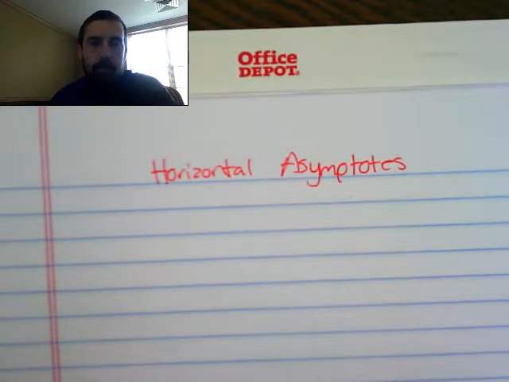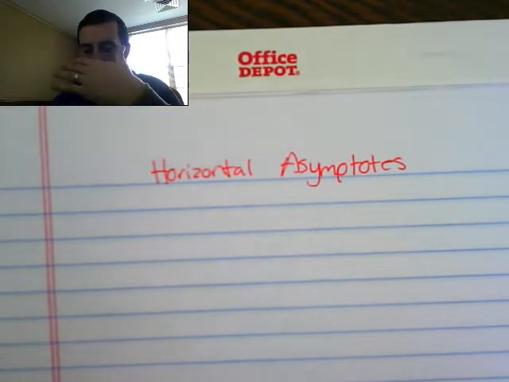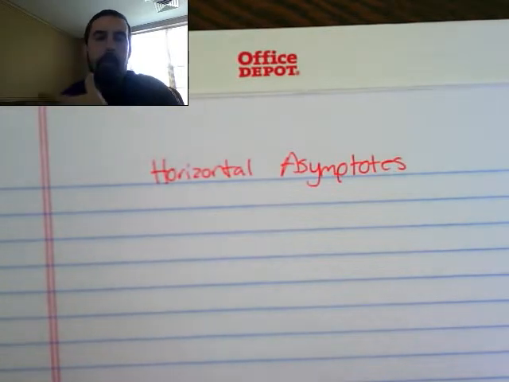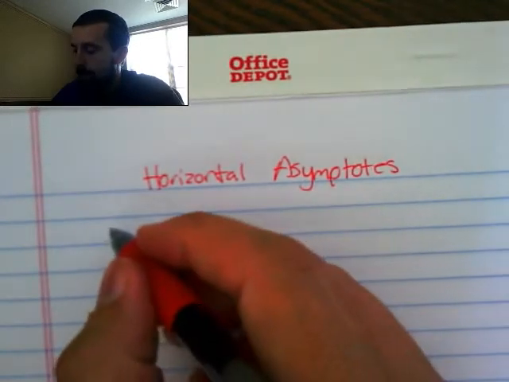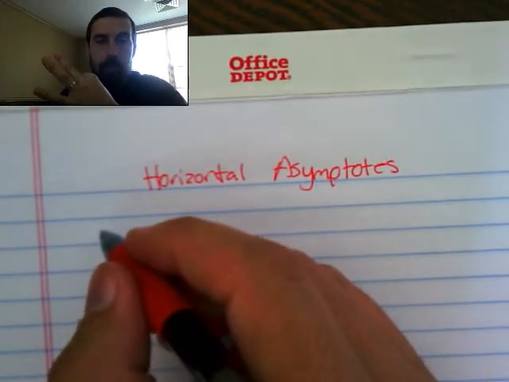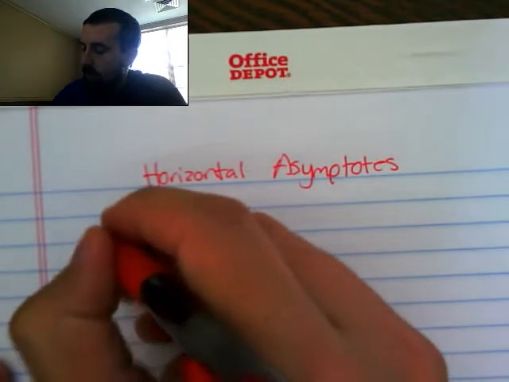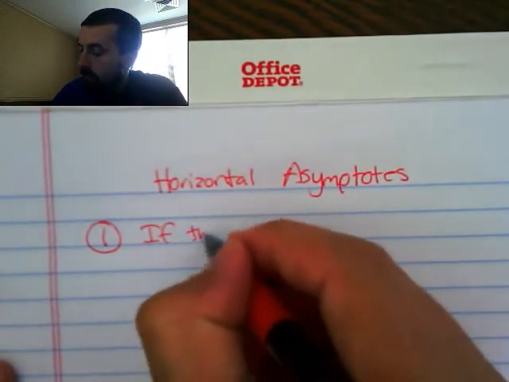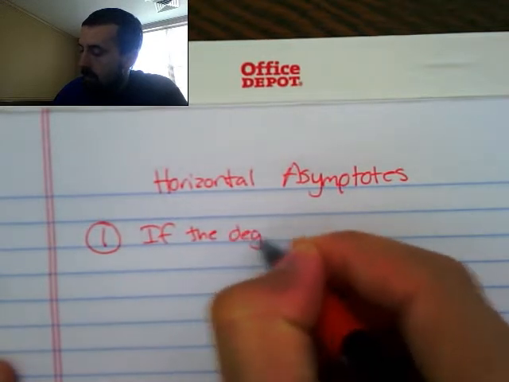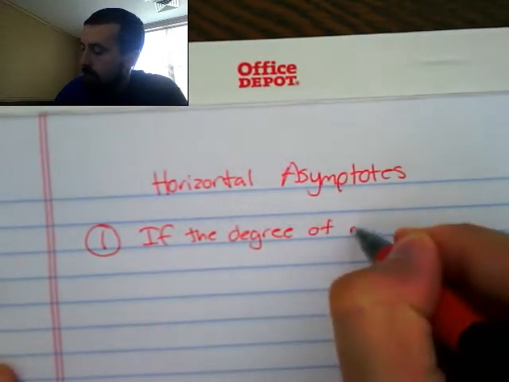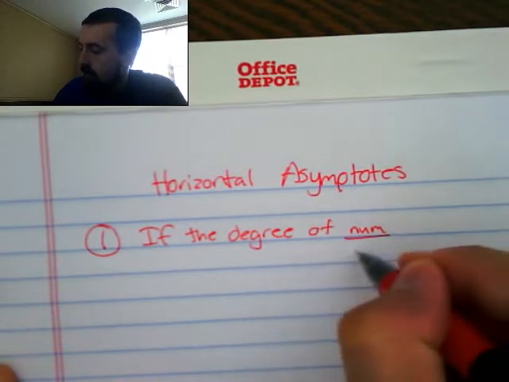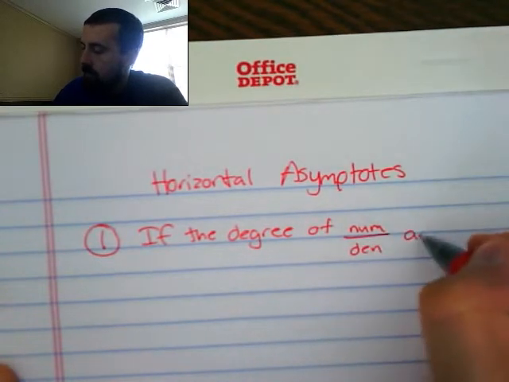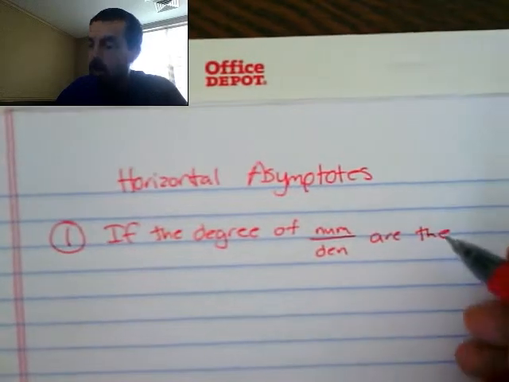Well, in vertical we had to factor, simplify, set the denominator equals 0, then solve. Horizontal, we just look at our original problem. Okay, and there are 3 cases to finding the horizontal asymptote. Case number 1 would be if the degree of the numerator and denominator are the same.